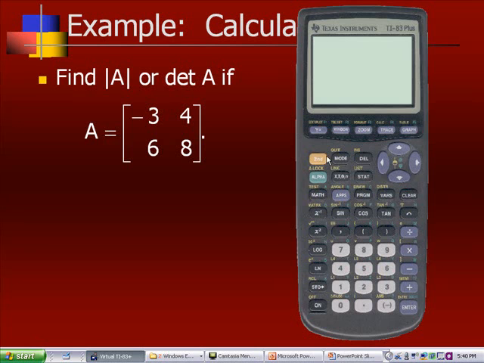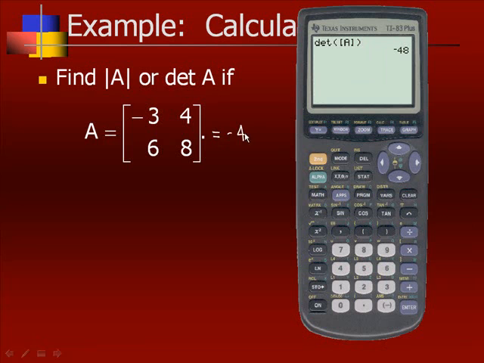Now we want to find the determinant. So we go back to our matrix menu, just like we did on the REF. We go to Math, and if you'll notice, number 1 is the DET. We want to find the determinant of the matrix A, so now we go back to second matrix, choose option number 1, which is matrix A, and that gives us -48.